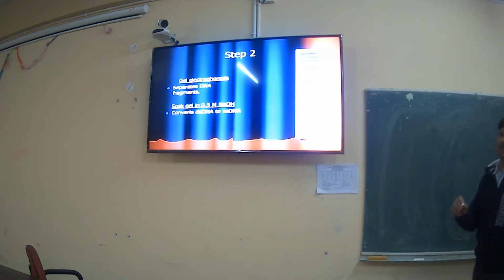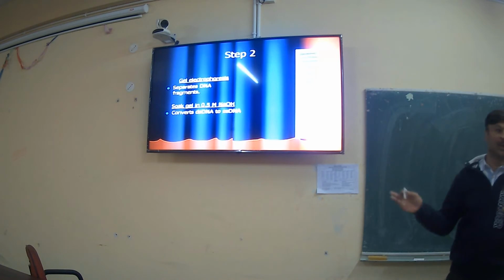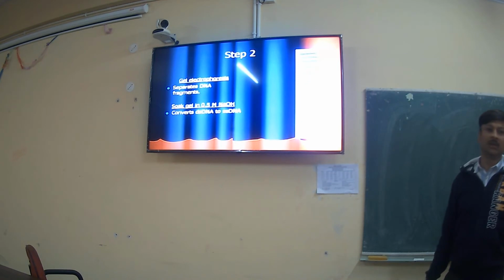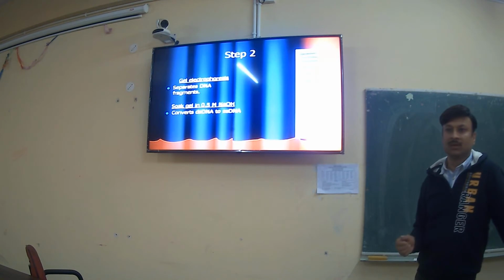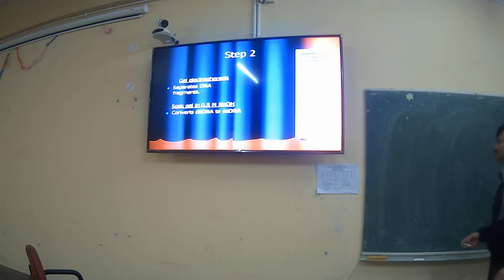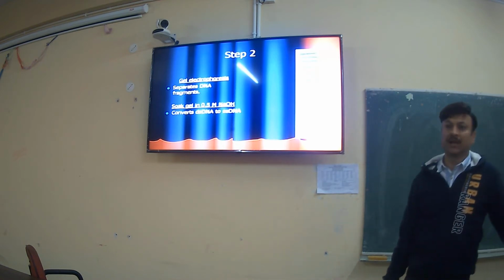Which one is the most commonly used percentage for the agarose gel? If your base pair is 5000 or 5 kb to 10 kb in between, or your DNA is 10 kb to 20 kb, what will be the concentration or percentage of agarose? Because the percentage of agarose decides the pore size or cross-linking between the agarose molecules. So according to your fragment size, you have to decide your percentage of the agarose.